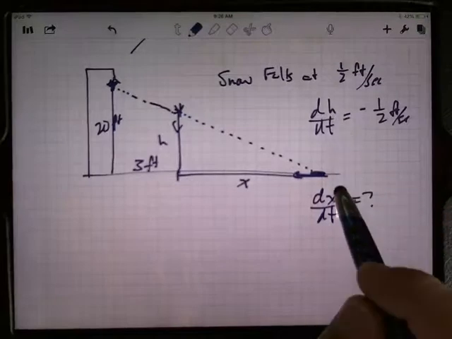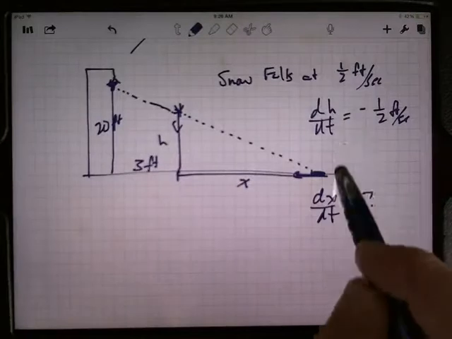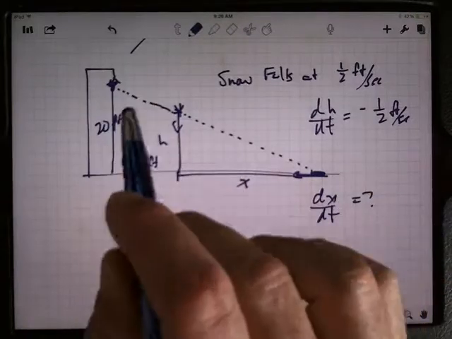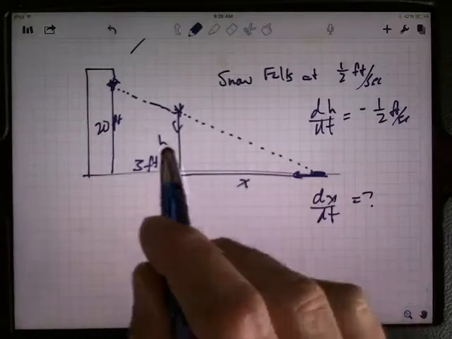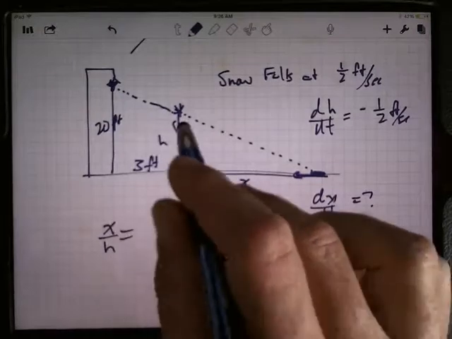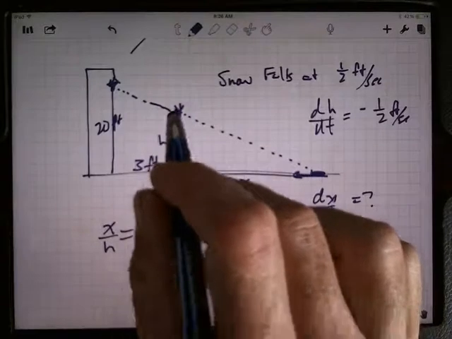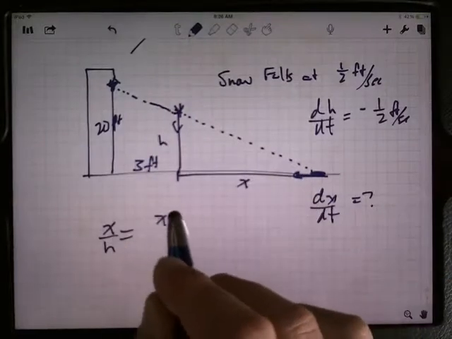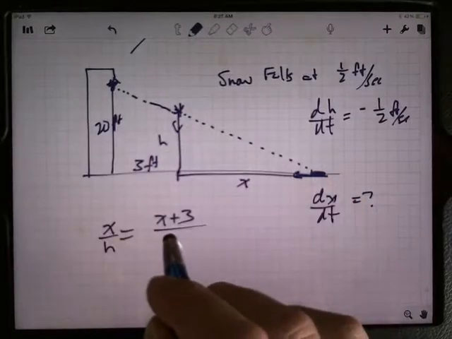The height, I have dh dt. I'm looking for dx dt. I need a relationship between h and x. Well, this is very similar to the last problem, in that we've got these similar triangles here. Let's say that x over h, so that's the little triangle here with the horizontal and the vertical side, is going to be equal to the horizontal side of the big triangle divided by the vertical side.